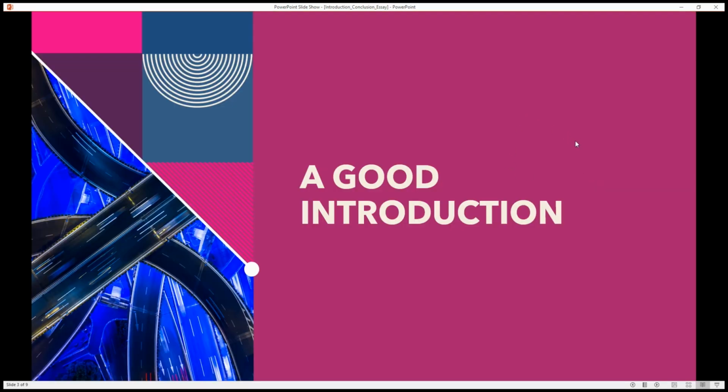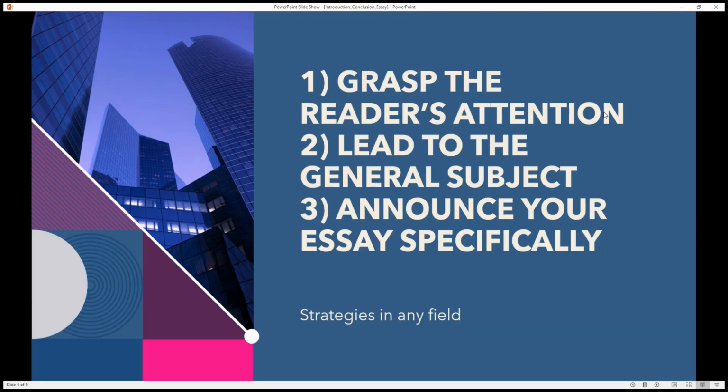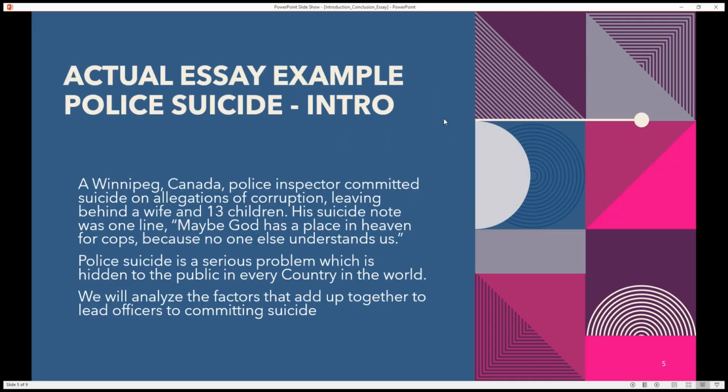A good introduction has three parts: one, grasp the reader's attention; two, lead to the general subject; and three, announce your essay specifically, what you're going to be covering. And again, these are strategies for any field. Let's use an example of an actual essay done for criminal justice on police suicide. And it's a research paper.